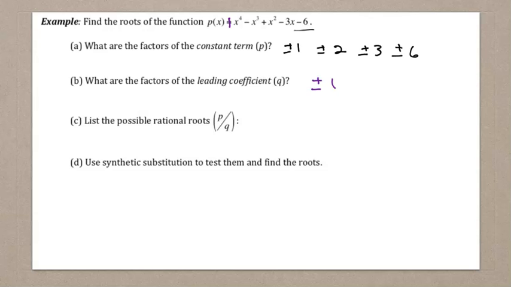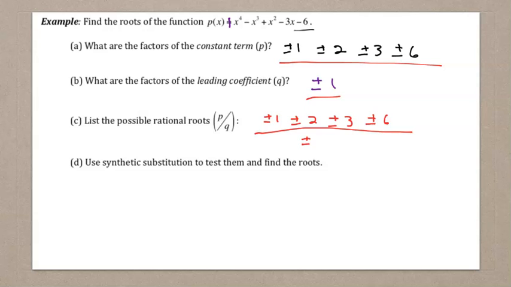So now, what we're going to do is list out all the possible rational roots. This is going to look like a mess, all right? And the possible rational roots are all the factors of p divided by all the factors of q. So on top are all the factors of p, plus or minus 1, plus or minus 2, plus or minus 3, plus or minus 6. And on the bottom are all the factors of q, which are just plus or minus 1.